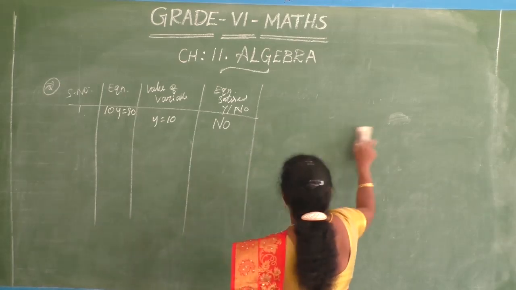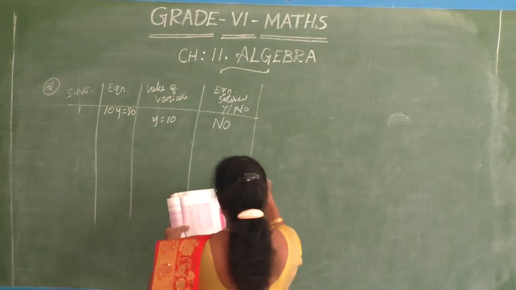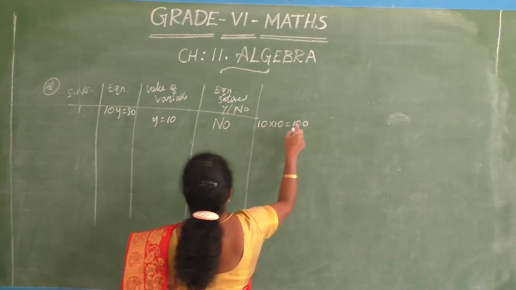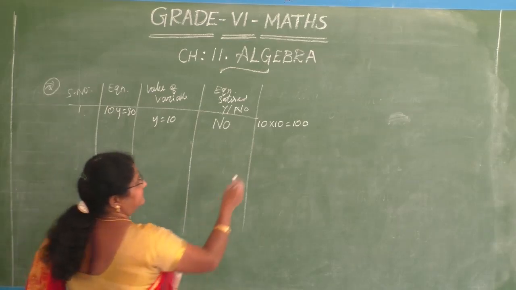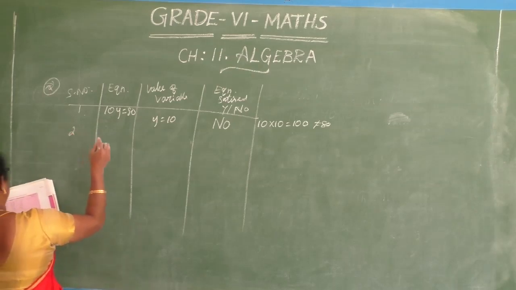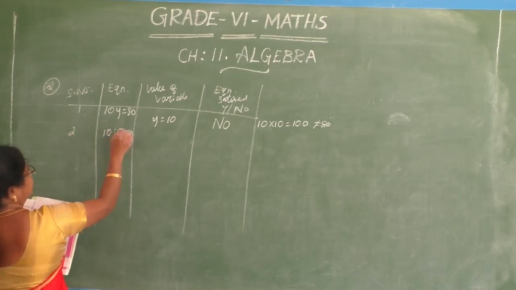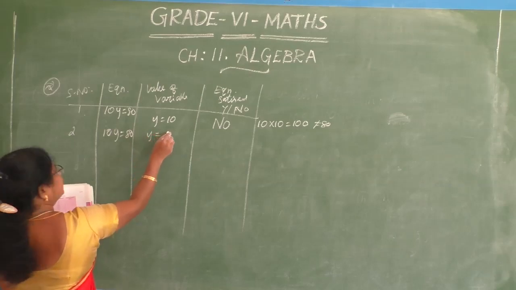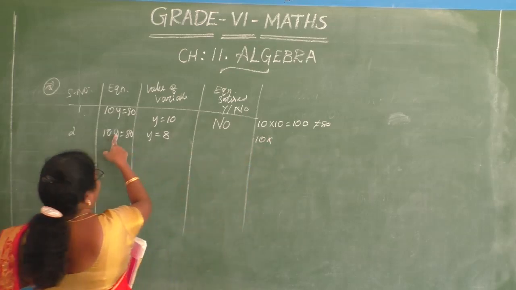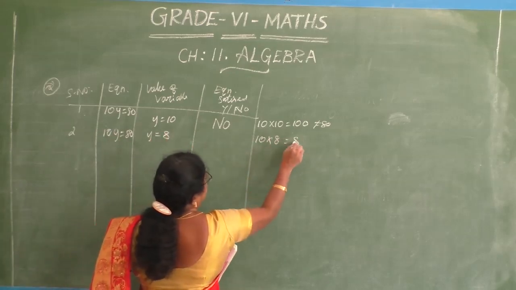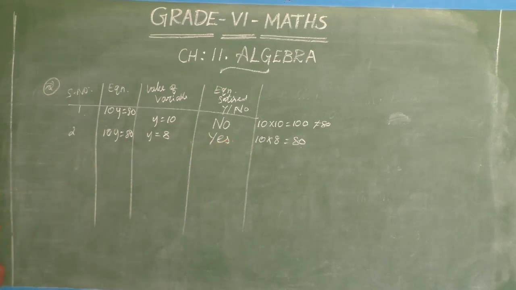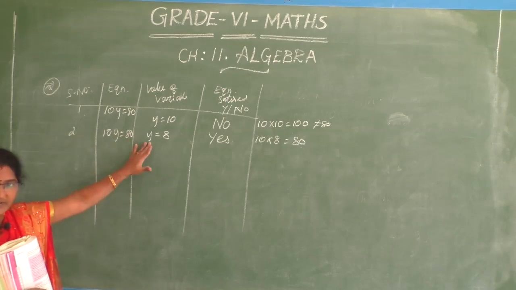So it is no. Understand? You can do it in this itself or here: 10 into 10 equal to 100, it is not equal to 80. Therefore no. Second, 10y equal to 80, the same equation. y value is 8. You substitute 10 into y value 8. How much? 80. It is equal to 80. So yes.